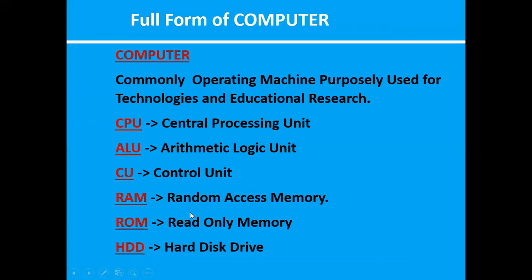So here random access memory and read-only memory are primary memory, whereas hard disk drive is the secondary memory, where we can store the data permanently. Whereas in primary memory, the data storage is temporary.